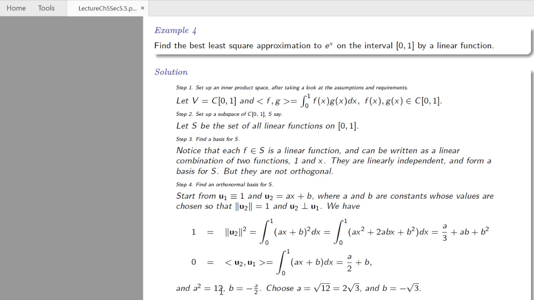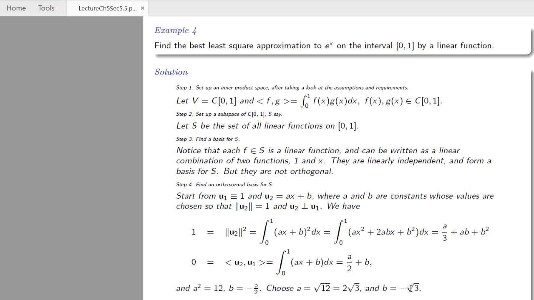From this, we can say A equals the square root of 12, or negative square root of 12. We just pick one. So pick A equals the square root of 12. That equals 2 times the square root of 3. And then once we get A, then B is negative A over 2, so we get this.